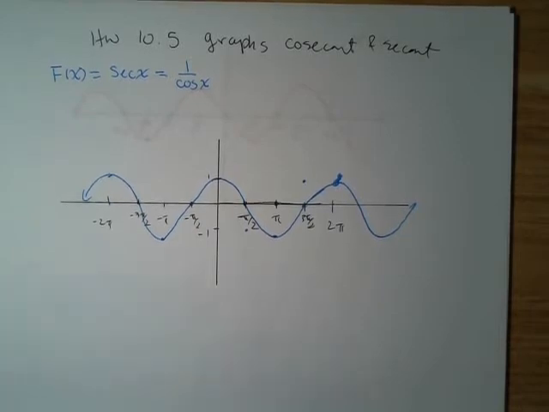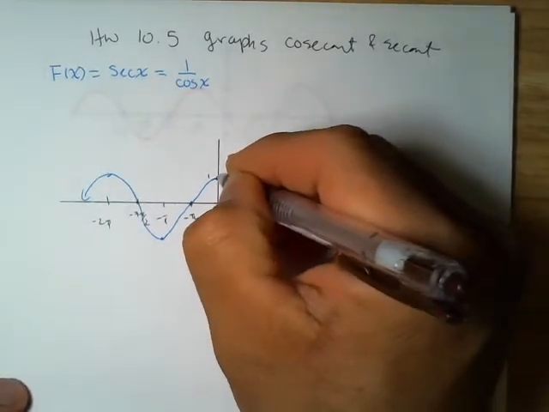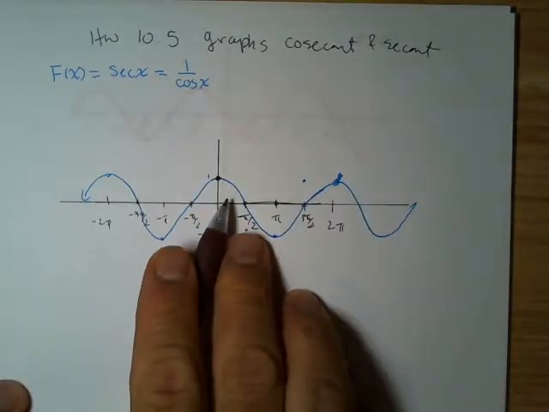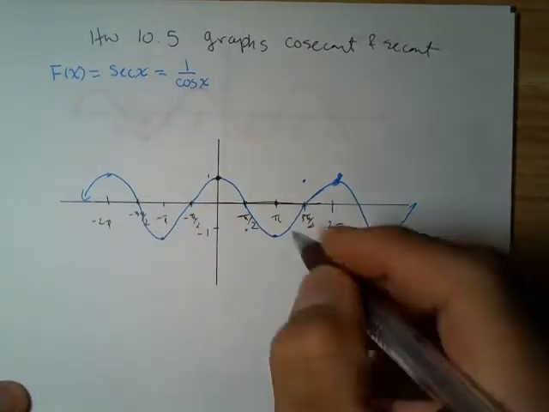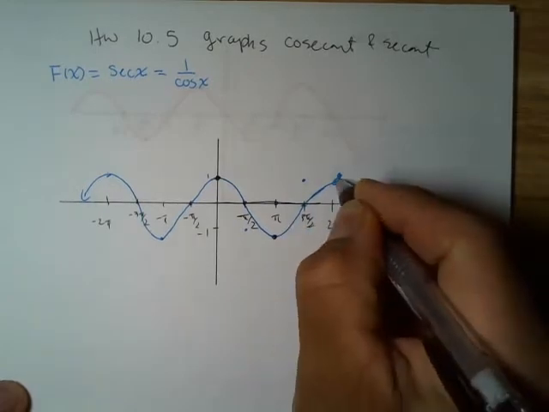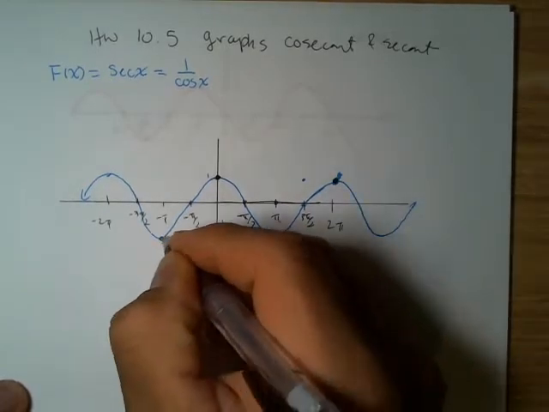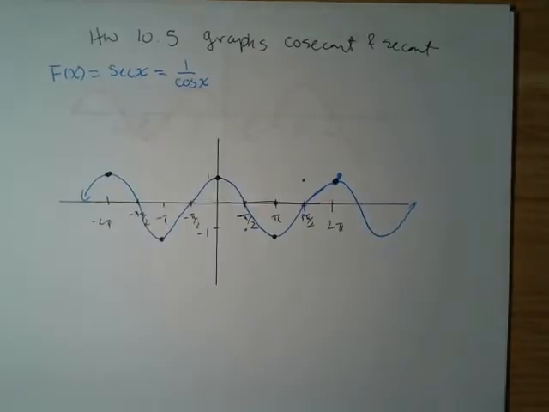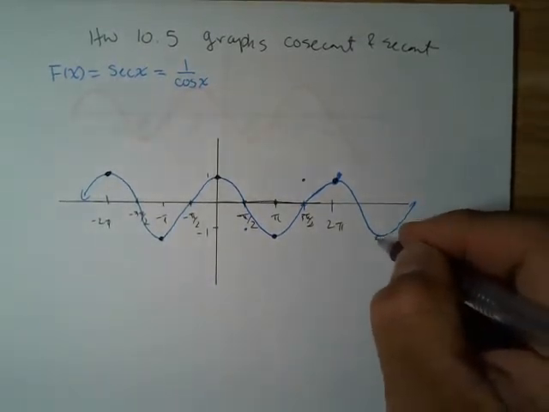Okay, so right away, a couple things that we should take note of is the reciprocal of 1 is 1, so the values of 1, those are going to be both on the secant and the cosine graph. And the same for negative 1. So these points here, those are all going to be part of both the cosine and the secant.